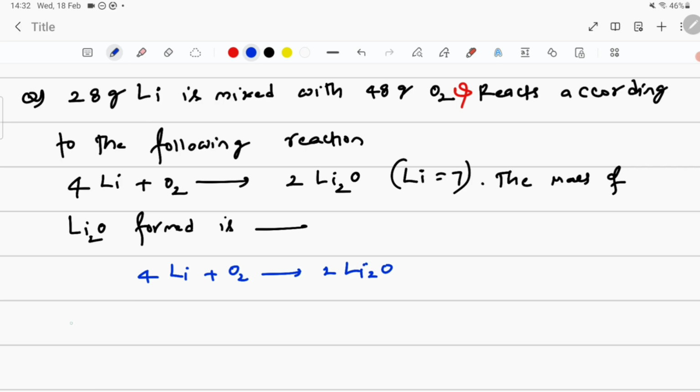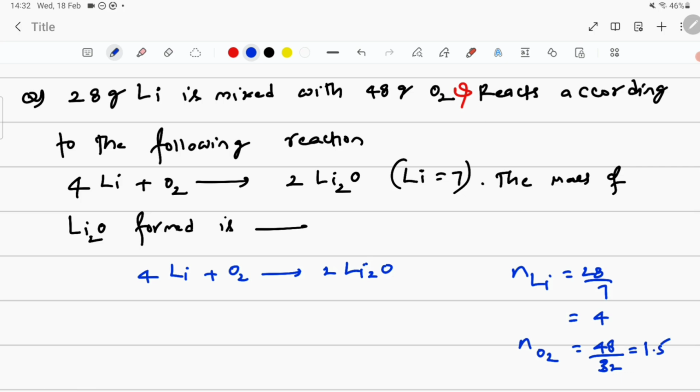So here first you calculate one ratio. Which ratio did I mention above? How many moles of lithium are given? 28 grams of lithium is given. I am calculating the moles of lithium, that is 28 by 7, which is 4. And moles of O2: 48 given, right? 48 by 32. Why 32? Because the molar mass of O2 is 32. So here it is 1.5.